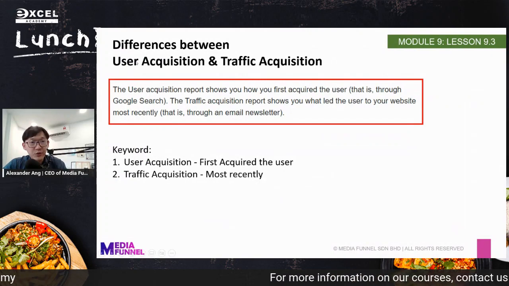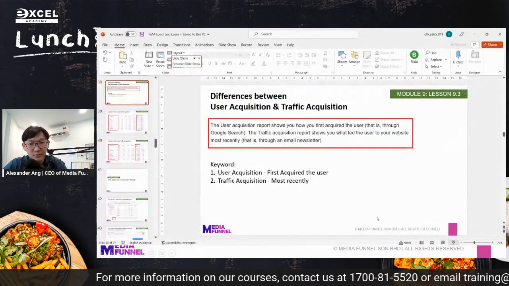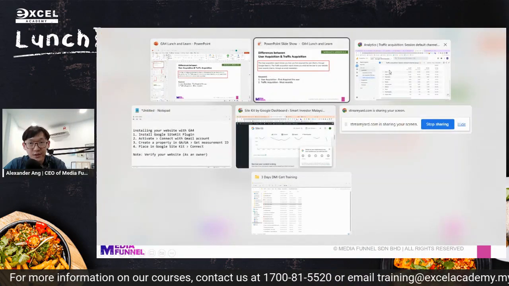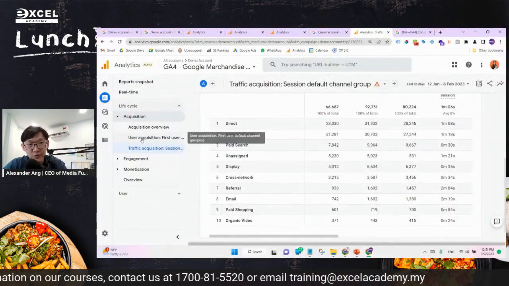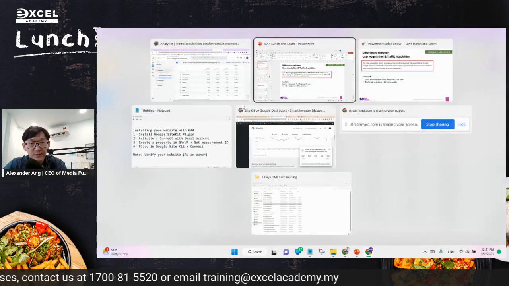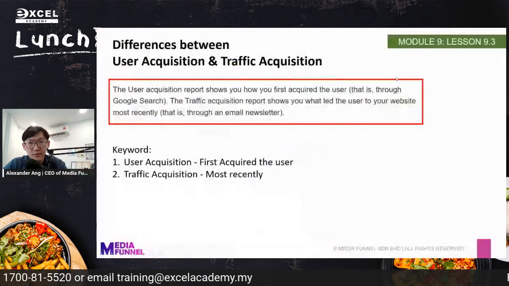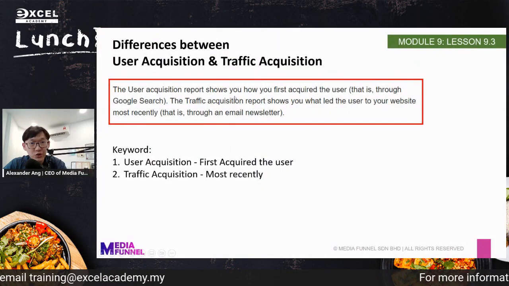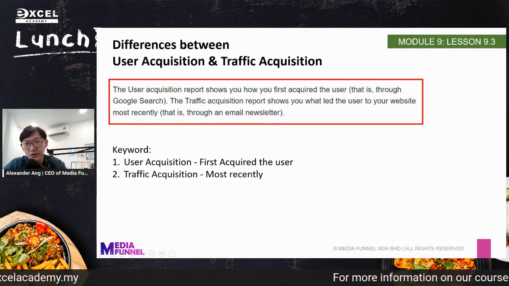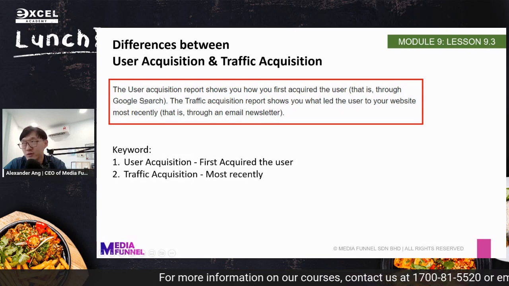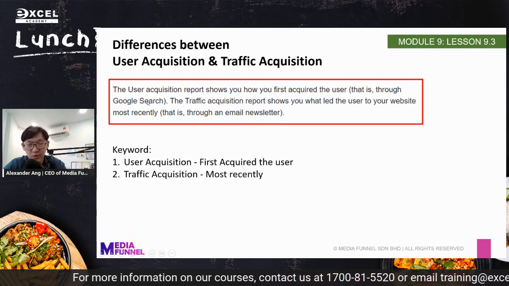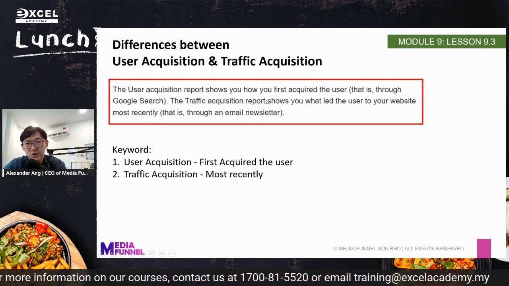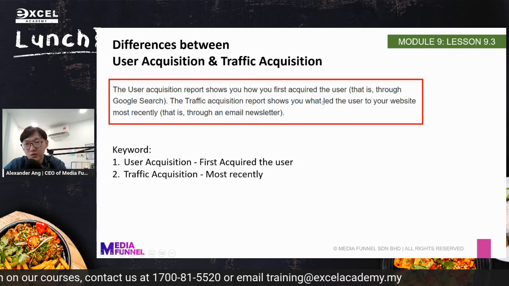So the difference between user acquisition and traffic acquisition: you have these two, right? User and traffic. User acquisition shows how you first acquire the user. Example, through Google search, through emails, through paid search, through Facebook. The traffic acquisition report shows you what led the user to your site.